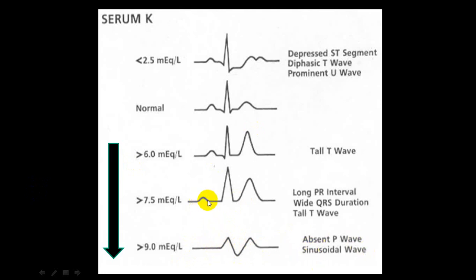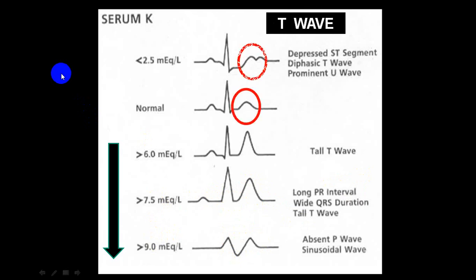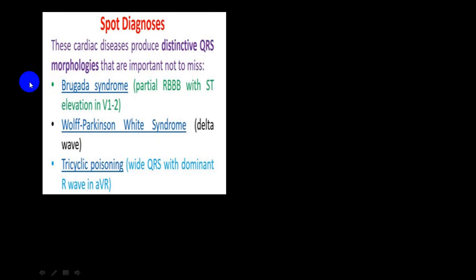Here, P wave becomes flatter and flatter. PR interval gets prolonged. P wave will disappear as it goes towards the end. There will be a tall T wave. QRS complex is broad. Hardly is there any ST segment, and then both merge together to become a sine wave. This is typical in hyperkalemia. We'll have some ECG which will be showing you that hyperkalemia.